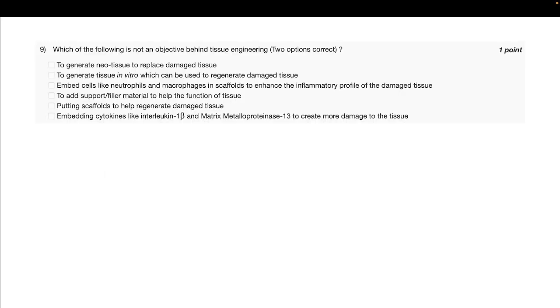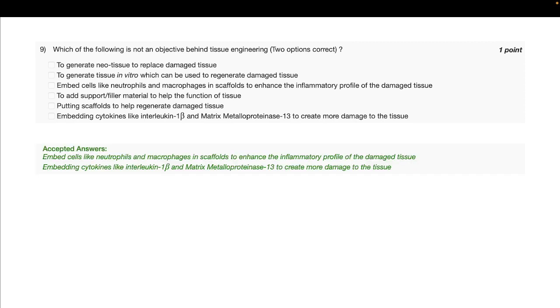Next was, which of the following is not an objective behind tissue engineering? So the right answer was, embed cells like neutrophils and macrophages in scaffolds to enhance inflammatory profile of the damaged tissue, and embedding cytokines like interleukin and metalloproteinase to create more damage to the tissue. Sorry. So this is not what tissue engineering is used for. You basically use tissue engineering to replace a damaged organ or to enhance the function of a damaged organ.